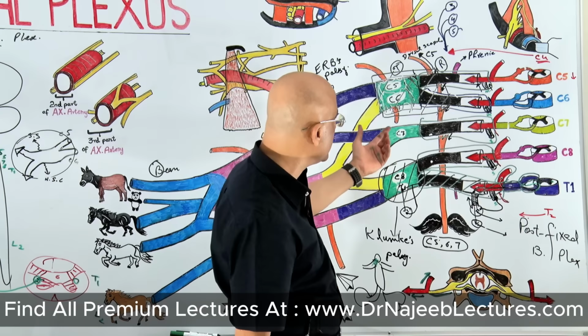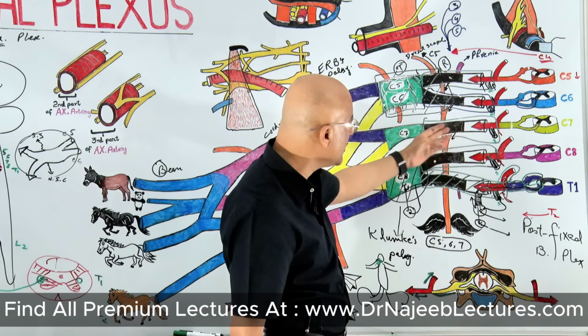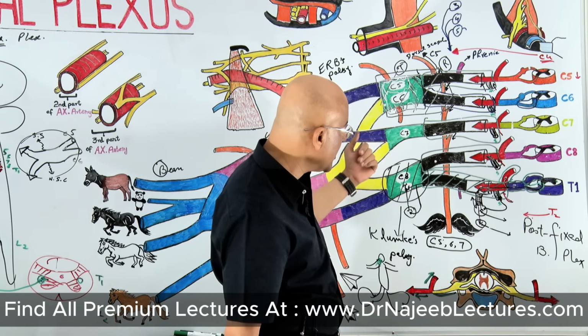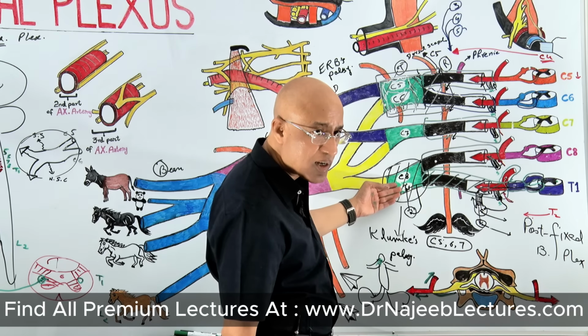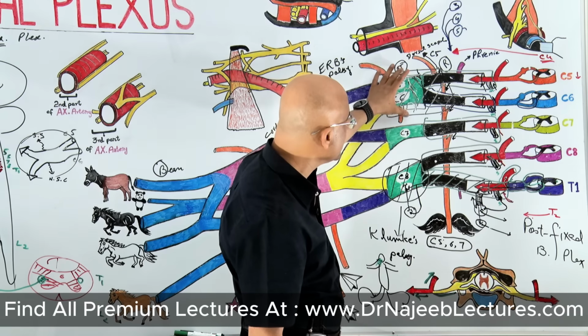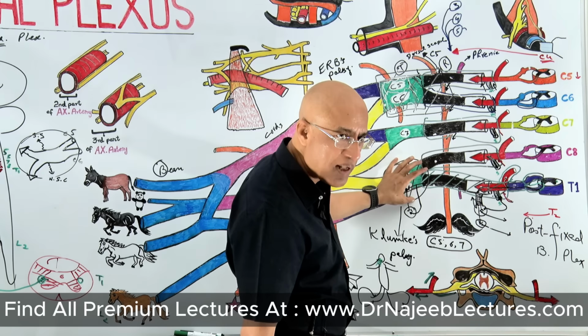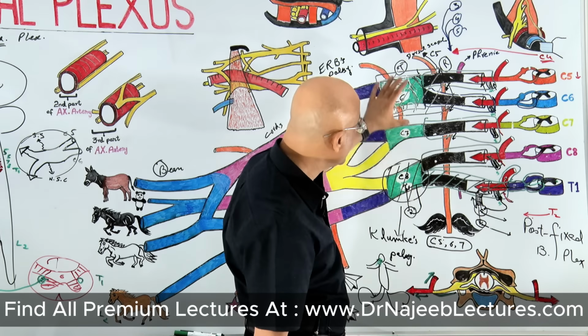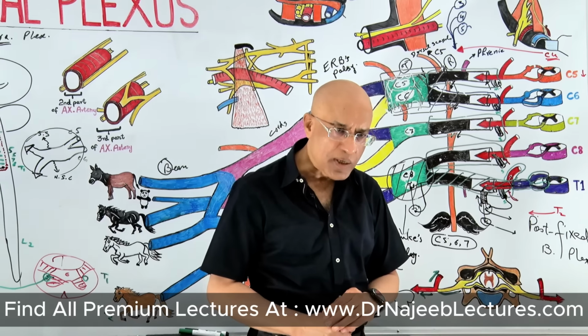And of course it was very easy: root number 5 and 6 together make the upper trunk, root number 7 continues as such and makes the middle trunk, and root numbers C8 and T1 come together and make the lower trunk. And just to remind, if the upper trunk is damaged, which palsy? Erb's palsy. And if the lower trunk is damaged, Klumpke's palsy. Here you have to remember that there are 6 nerves which are meeting each other, right? And here you have to very specially remember that this can be associated with sympathetic outflow damage leading to Horner syndrome. Thank you very much.